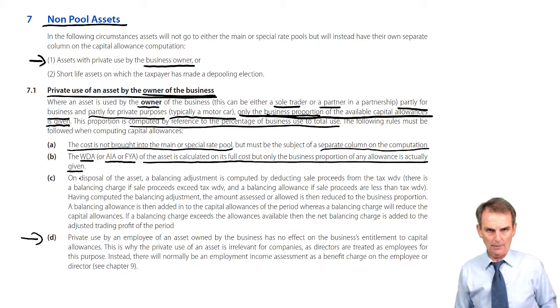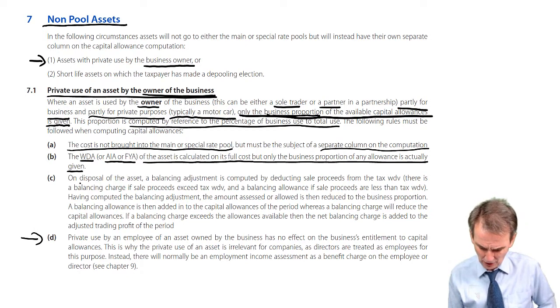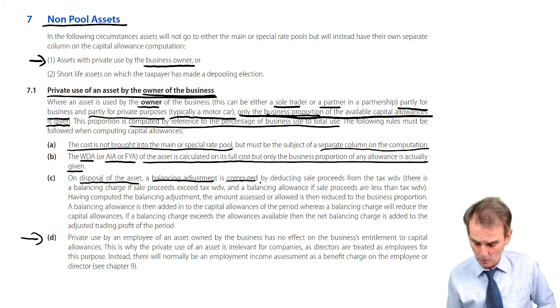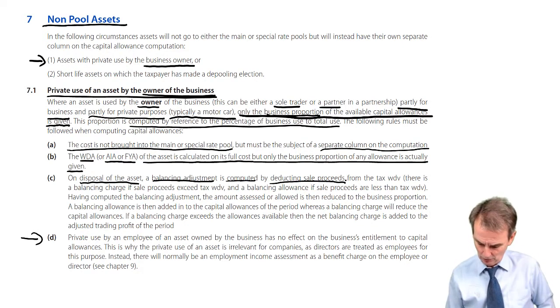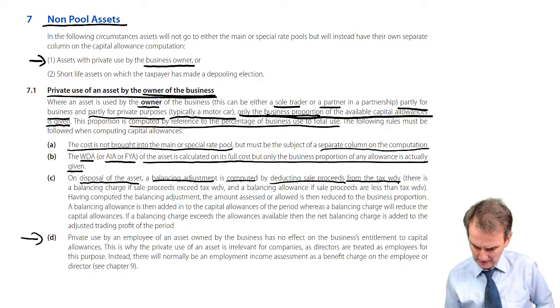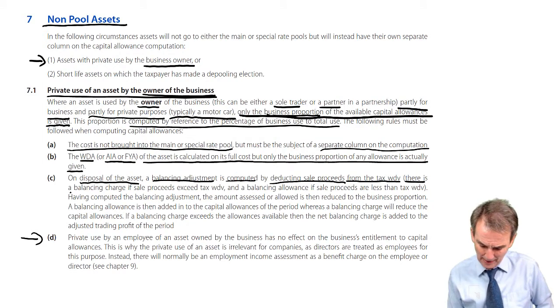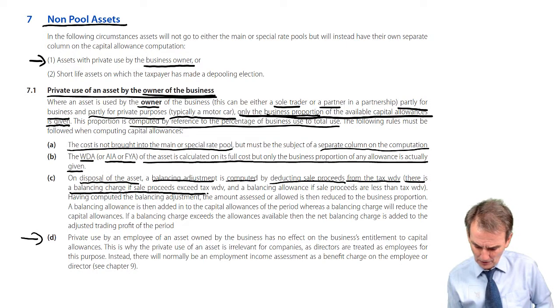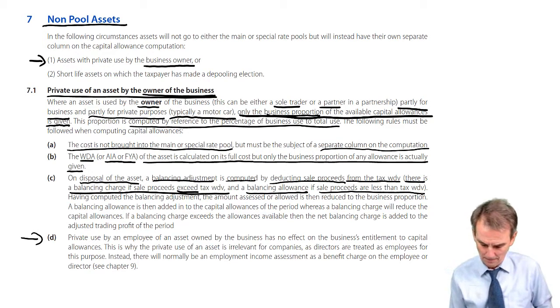It's a balancing adjustment. That again is something new to us. So on the disposal of the asset, balancing adjustment is computed by doing what? By deducting sales proceeds, remember, to a maximum of original cost, from the tax written down value of the asset. That is your opening figure given to you, your opening balance. There is a balancing charge if the sale proceeds exceed the tax written down value, and a balancing allowance if proceeds are less than that tax written down value.